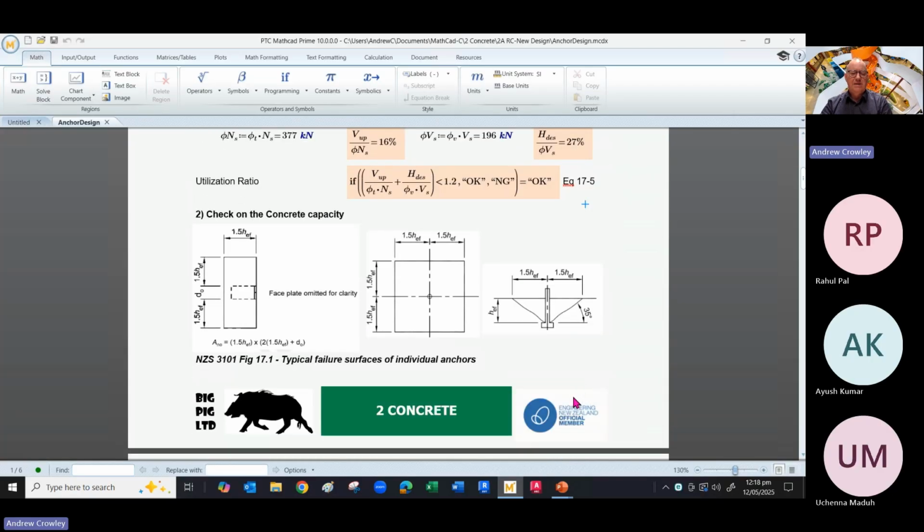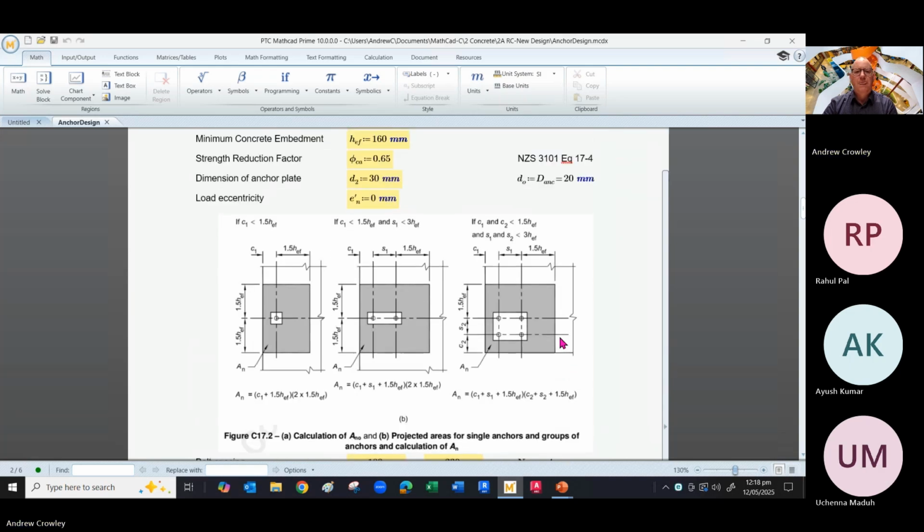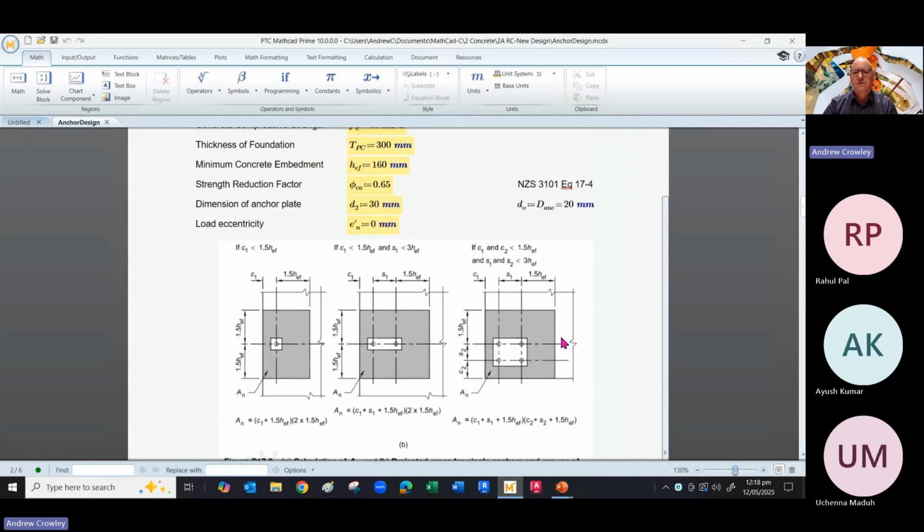Now the more complicated stuff and probably the weak link. Now I say it's the weak link. If you think about seismic design, you'd be preferring a ductile failure, and your concrete failures are not ductile. Your steel failures, particularly a tensile steel failure, is ductile. So let's check the concrete under tension.